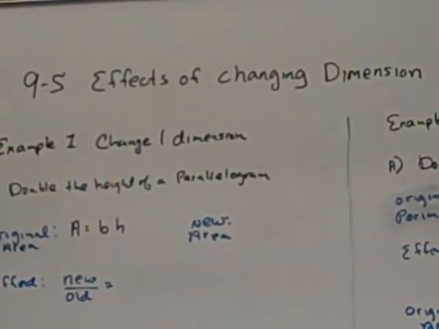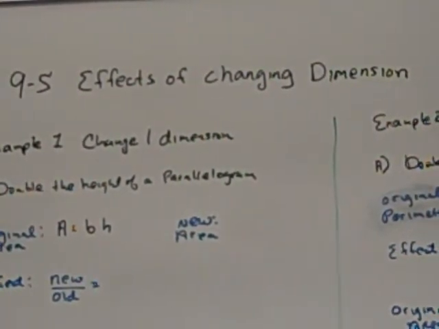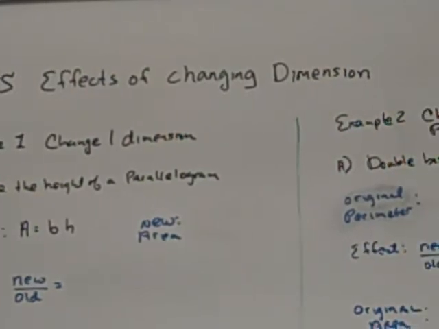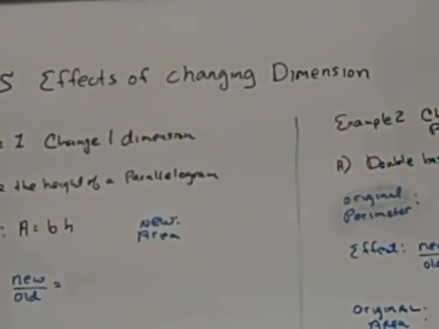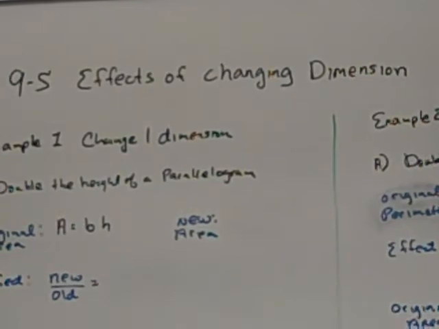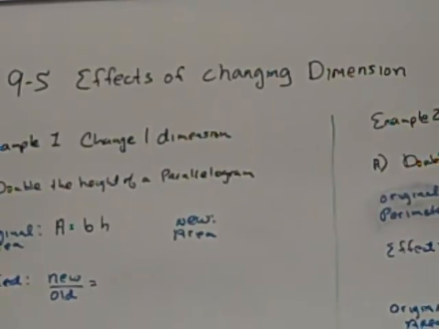Welcome to Holt Geometry. Today we're going to talk about lesson 9-4, the effects of changing your dimension, the side length of something, on both area and perimeter. Big focus on area, but let's look at both.